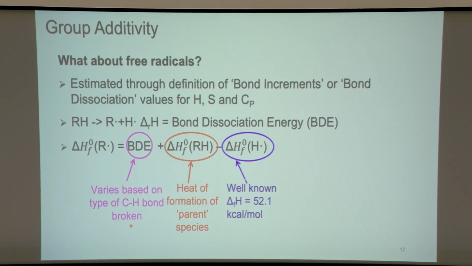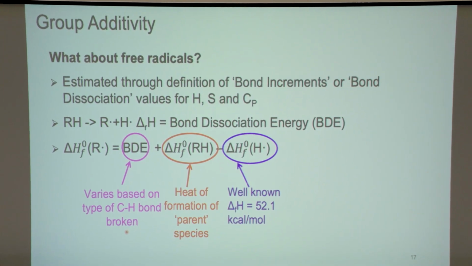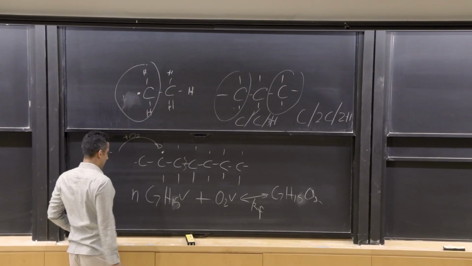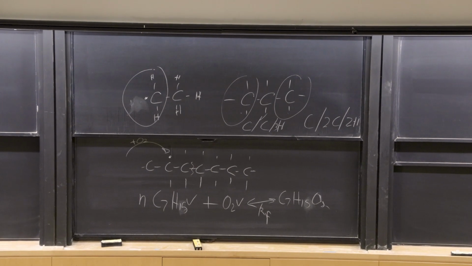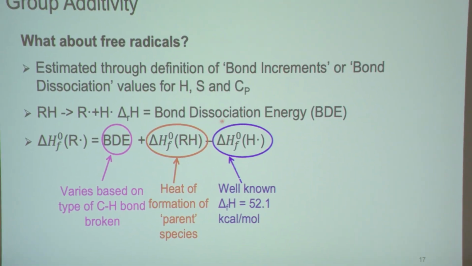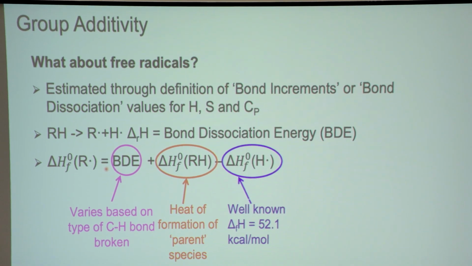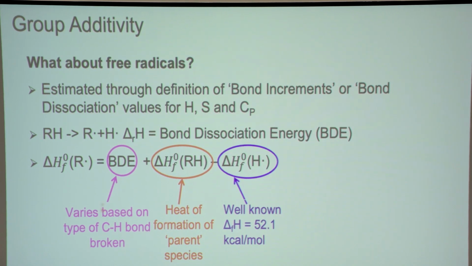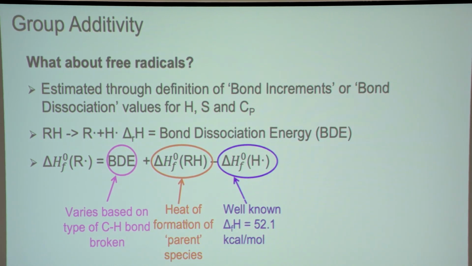Now, what about radicals? Well, a radical, again, is simply a parent molecule like ethane, but you take away a hydrogen. So if you take away the hydrogen here, you get the radical, right? So to calculate now the heat of formation, the entropy of formation, the heat capacity of a radical, you simply document based on the bond dissociation energy of the bond that's broken. So again, the change in heat of formation will be based on the heat of formation of the parent species, as well as the bond dissociation energy of the bond that's being broken.